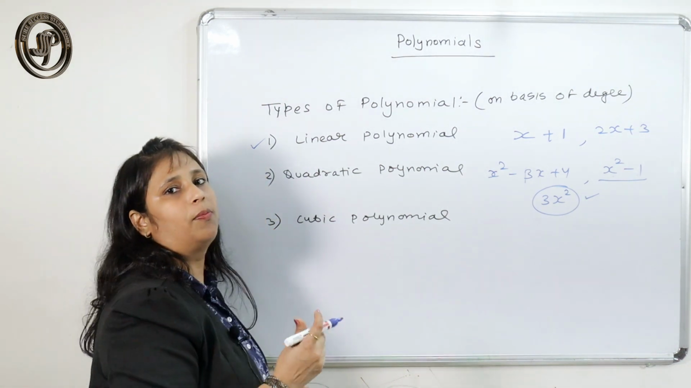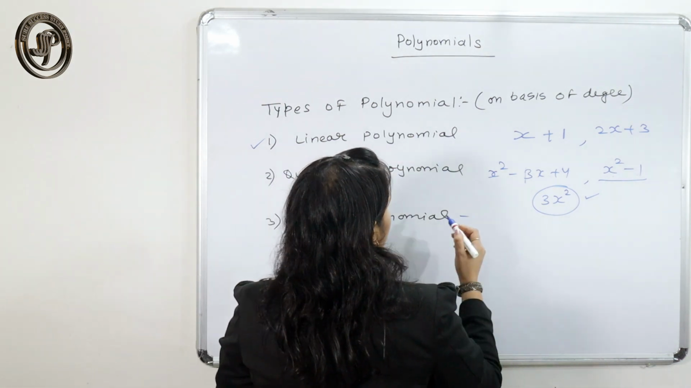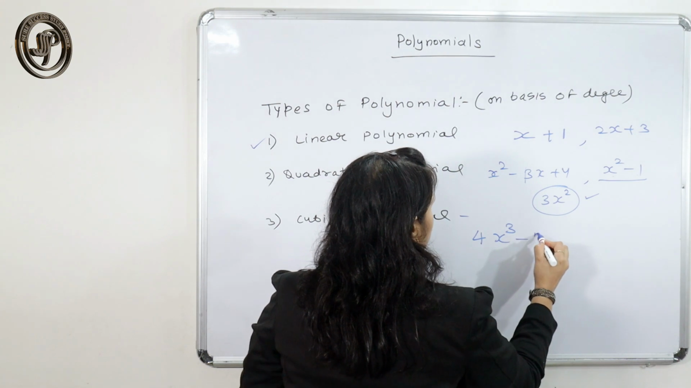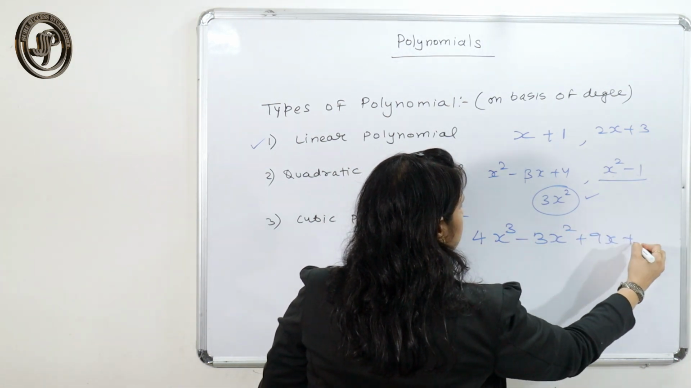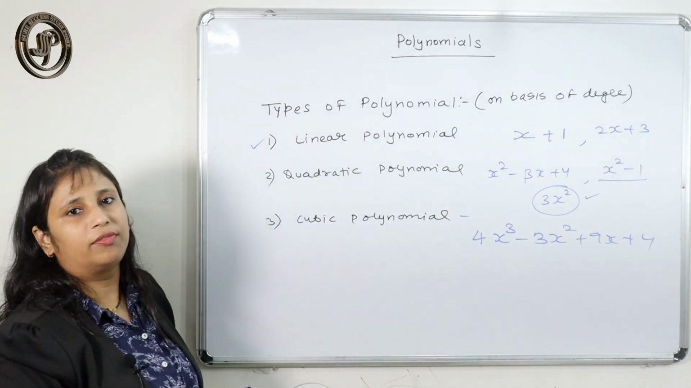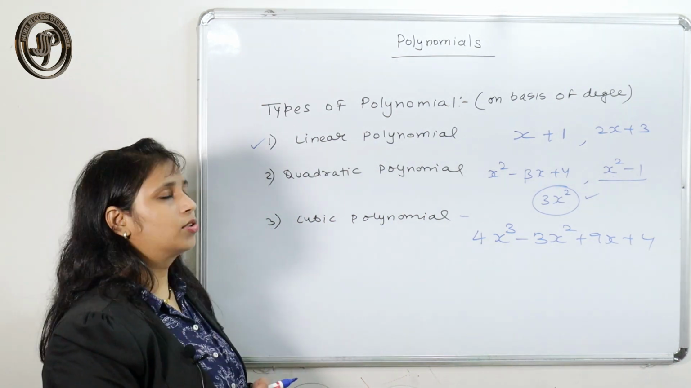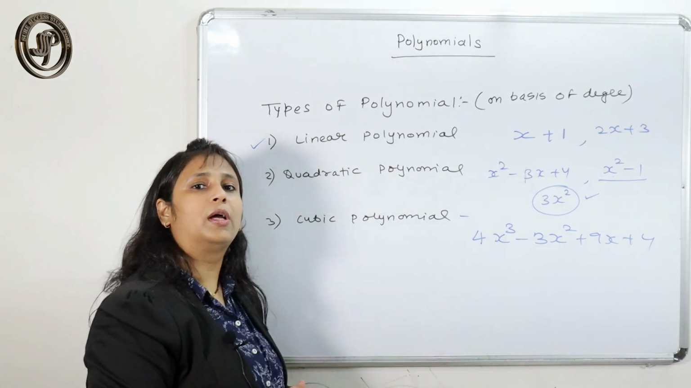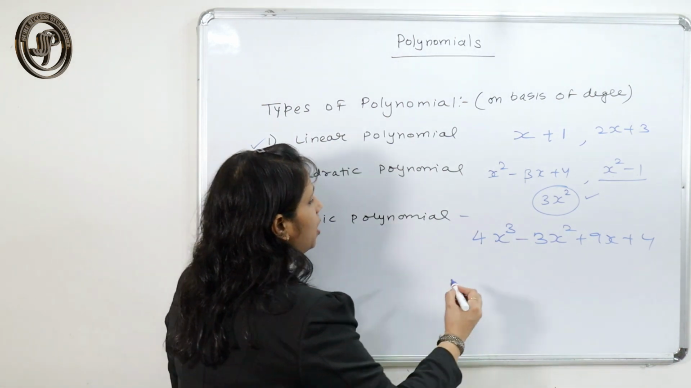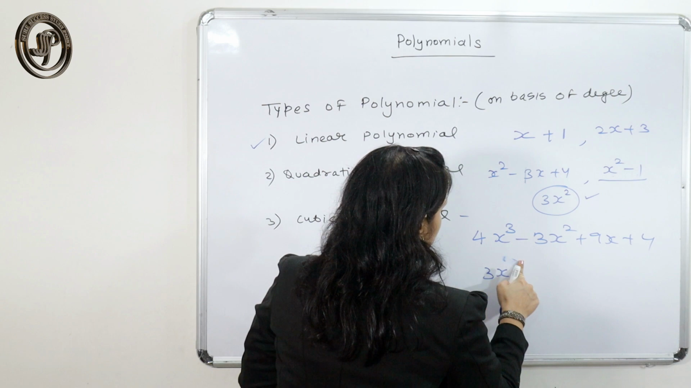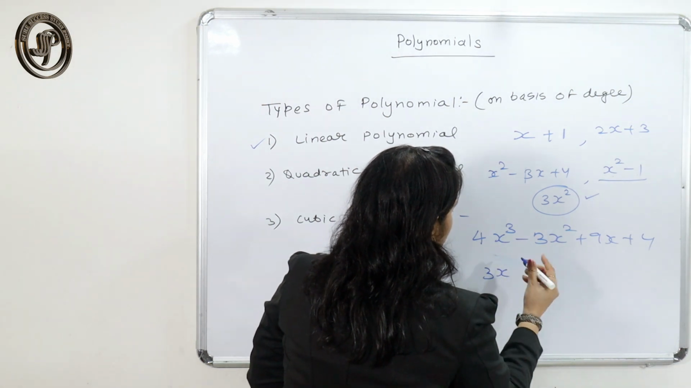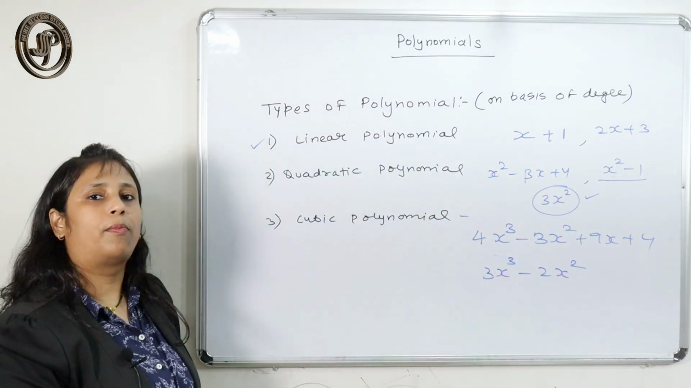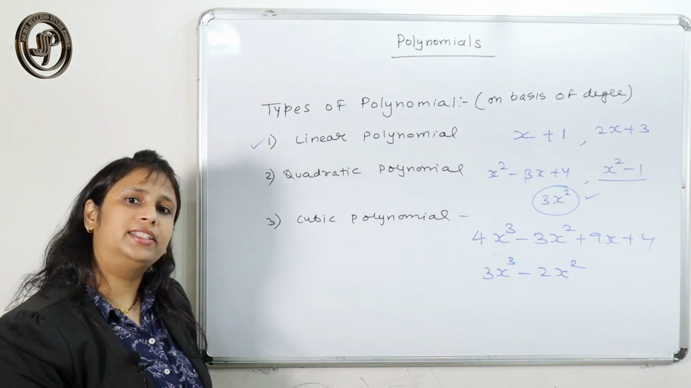If the degree of the polynomial is 3, then it is called cubic polynomial. For example, if I write 4x cube minus 3x square plus 9x plus 4, what is the degree of this expression? 3. So it is called cubic polynomial. It is not necessary that a cubic polynomial must contain 3 or 4 terms. Like if I write 3x cube minus 2x square, this is also called a cubic polynomial because its degree is 3.